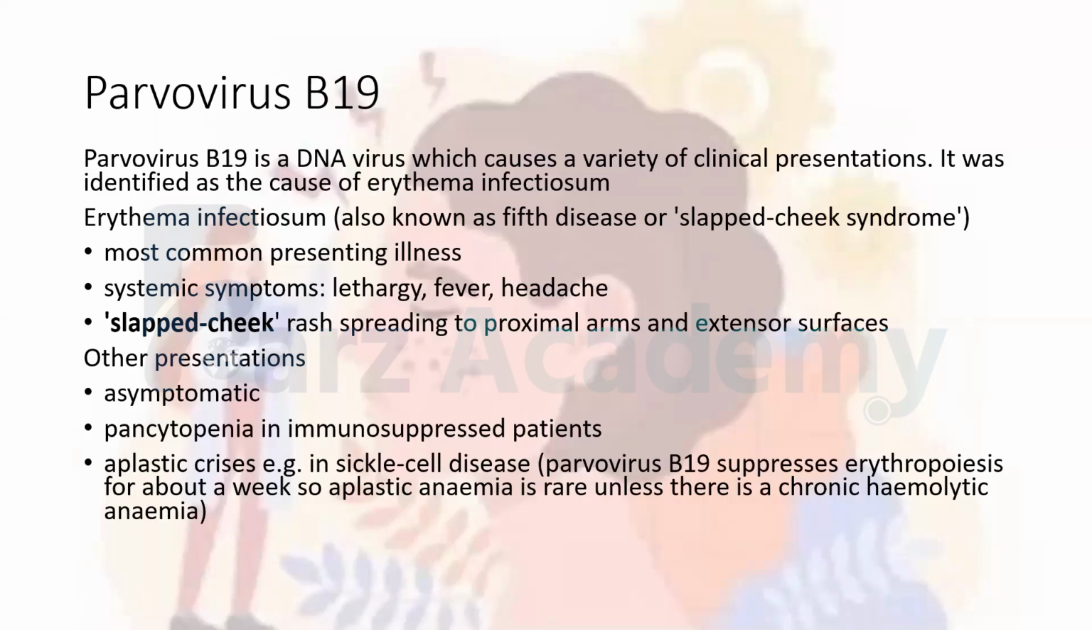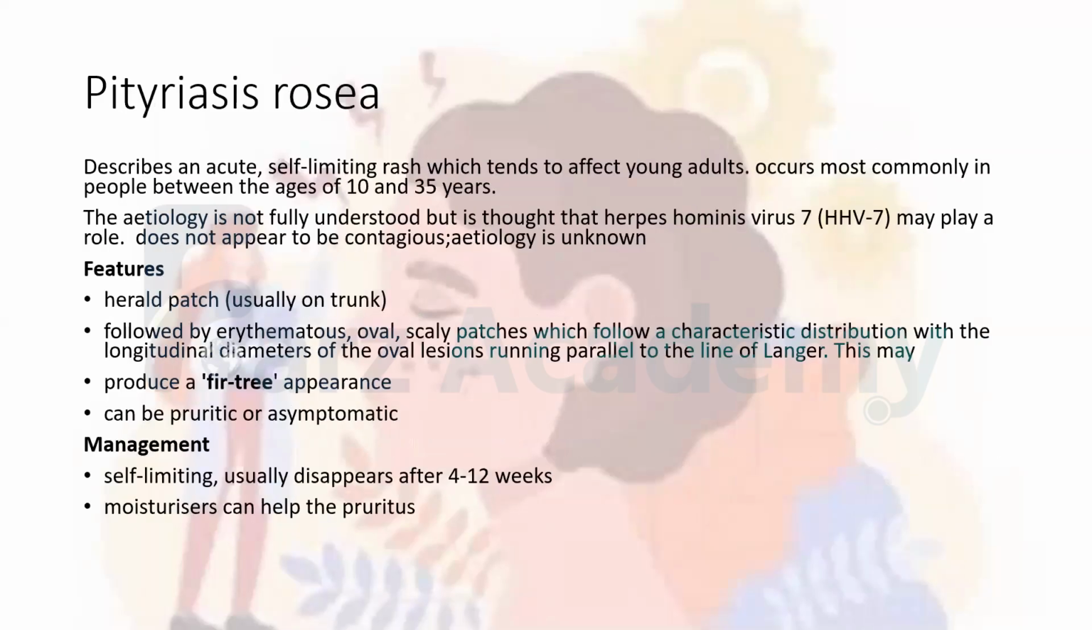So systemic symptoms can be associated with this disease in the form of generalized weakness, headache, flu-like symptoms, fever, and sometimes it can also be asymptomatic. Most commonly seen in immunosuppressed patients, there can be pancytopenia. It can also lead to aplastic crisis. For example, in sickle cell disease, parvovirus B19 suppresses erythropoiesis for about a week, which leads to aplastic anemia. Though it is rare, it is commonly seen with parvovirus B19 infection. So, in cases of sickle cell disease and immunosuppressed patients, if there is aplastic anemia, think of viral infection, parvovirus B19.